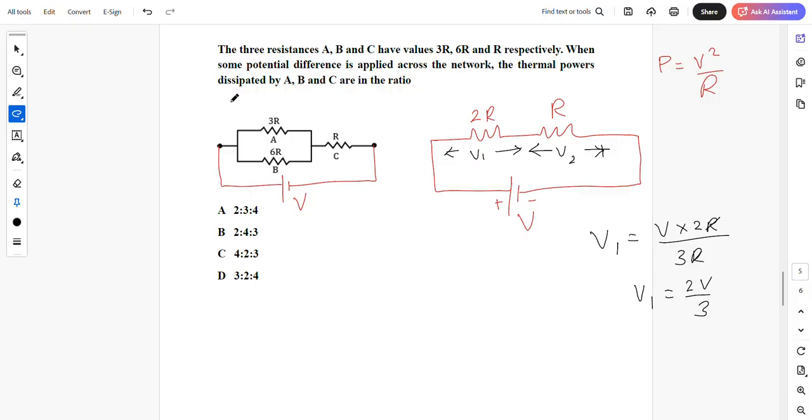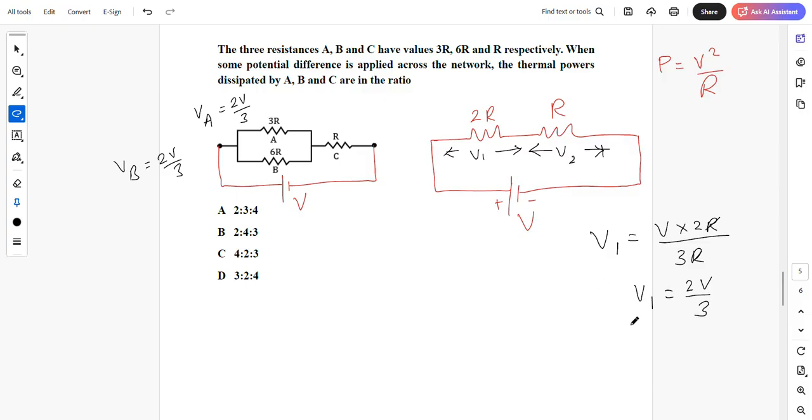Therefore, here, what will be the voltage? VA will be equal to how much? VA will be equal to 2V by 3 and VB will also be equal to how much? VB will also be the same, that is 2V by 3 here, because they are connected in parallel.